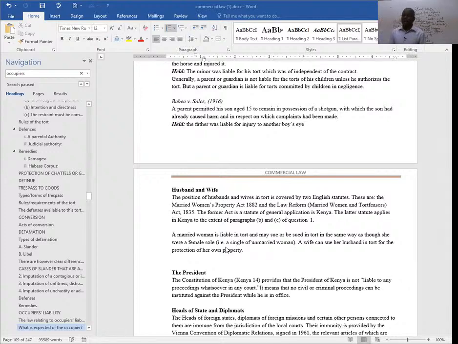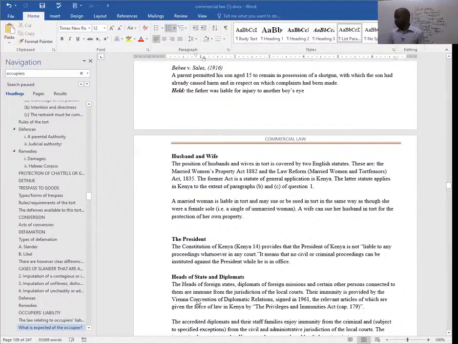So heads of states and diplomats. What happens in the case of diplomats? In this case, we are talking about ambassadors or high commissioners who represent other countries, for example, in Kenya. Are they also immune from being held responsible or being brought before court proceedings? The heads of foreign states, diplomats and foreign missions and certain other persons connected to them are immune from the jurisdiction of the local courts. Their immunity is provided by the Vienna Convention on Diplomatic Relations, which was signed in 1961.